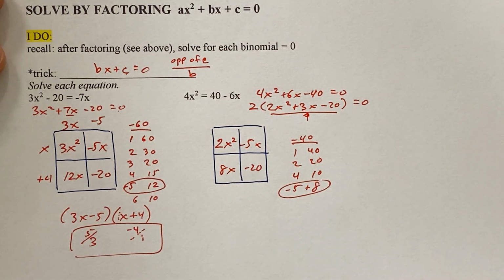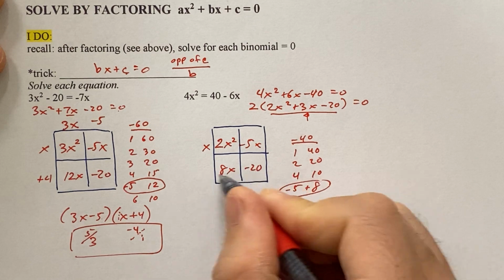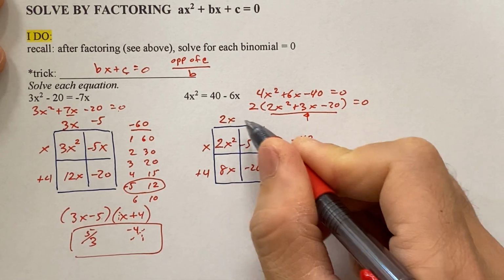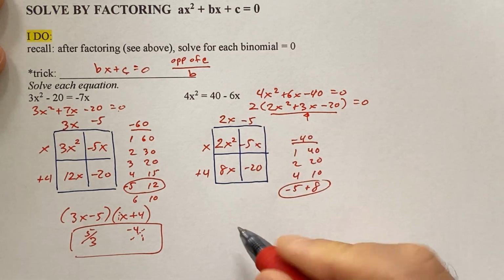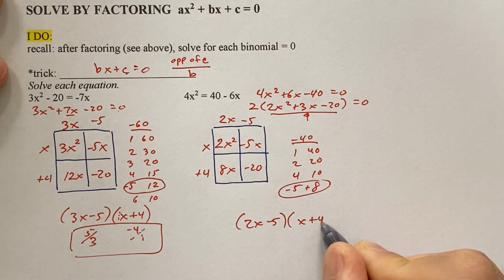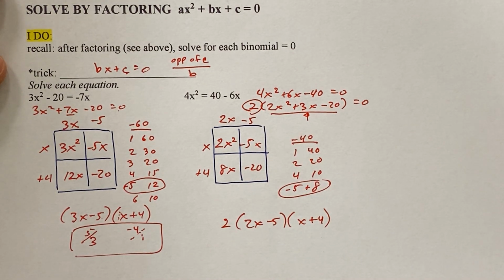Then the rest of it is just my GCF skills, so that's going to be x plus 4. This is going to be 2x minus 5. So again, if all I asked you to do was factor, then this is, sorry, don't forget your original GCF. This would be your answer.